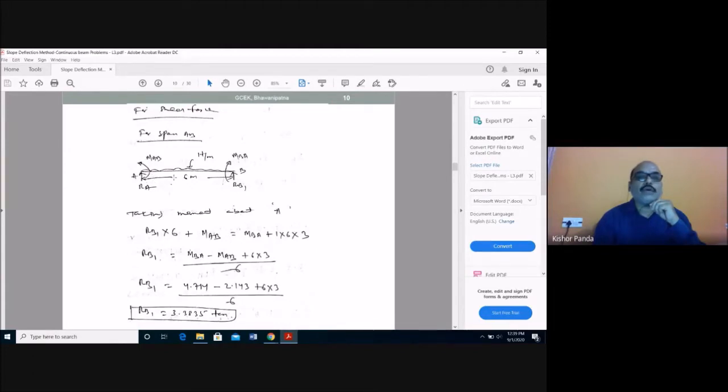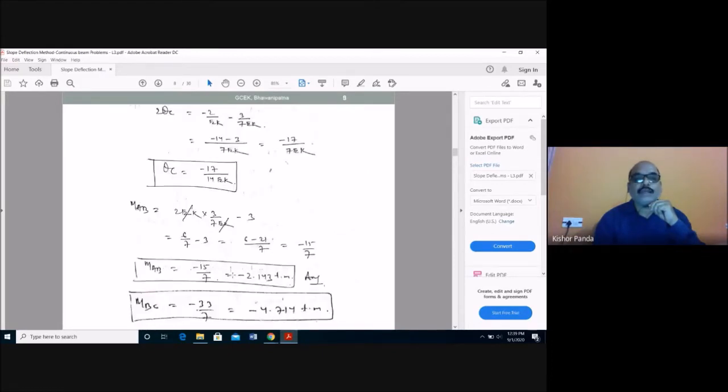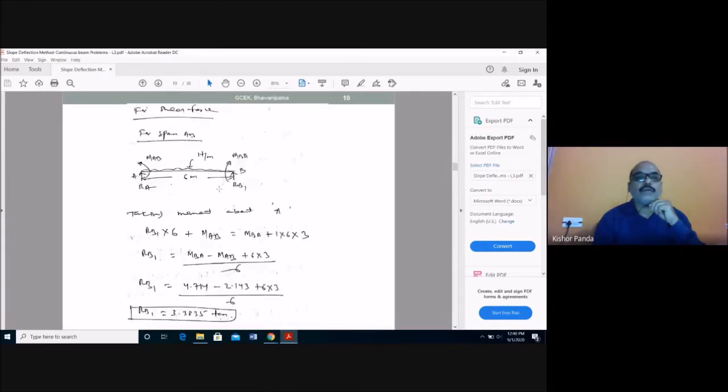You got the moment MAB as a negative moment, anti-clockwise, and MBA you got positive, which is clockwise. Here you see, MAB negative and MBA positive. So for a negative moment, anti-clockwise, you give that direction, and for a positive moment, give clockwise direction.